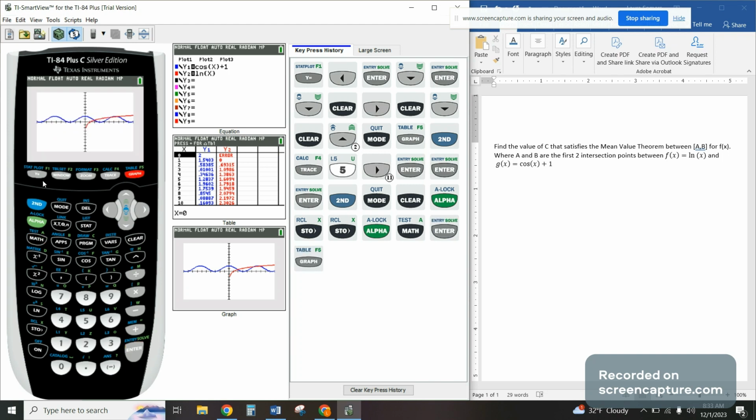I'm going to go to my graph and calculate my second intersection point. Remember, whichever intersection point the cursor is closest to is the one it's going to find. Unless you've got a Casio or a TI Inspire, then you can just press the right arrow and it'll jump between intersection points. Okay, and now I need that value for my B.